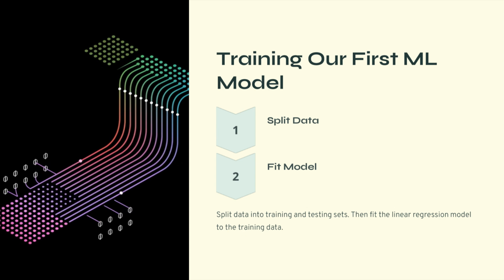After splitting the dataset, the next step is fitting the model. During training, the algorithm analyzes the training data and learns the best parameter values. For linear regression, this means finding the slope and intercept that minimize prediction error. Once the model has been trained, it can generate predictions for new inputs. For example, if we trained a model to predict house prices, we can input the features of a new house and obtain a predicted price. Training the first model is an exciting step because it demonstrates how data can be transformed into predictive insights.